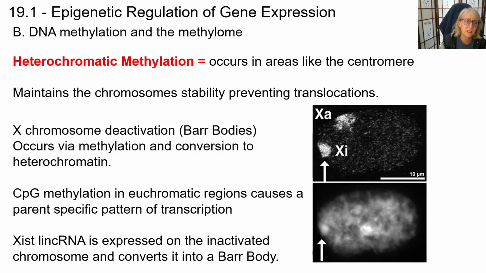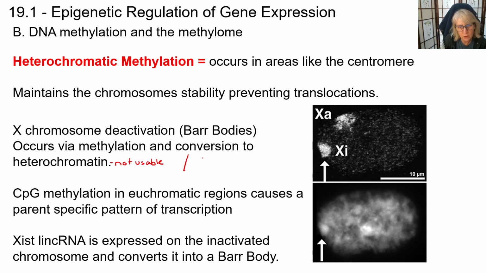We also see this playing a role in X chromosome deactivation. This is making the bar body in mammals. In mammals that have two X's, one of those X's is bar-bodied. It's bound up and made inaccessible to anything like RNA polymerase, so that it's never used. Some of the way that it is bound up is by having a series of methylations, and then it's completely turned into heterochromatin. Heterochromatin is where it's not usable.